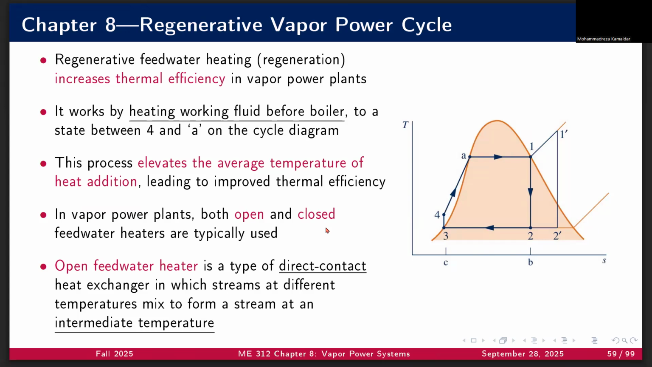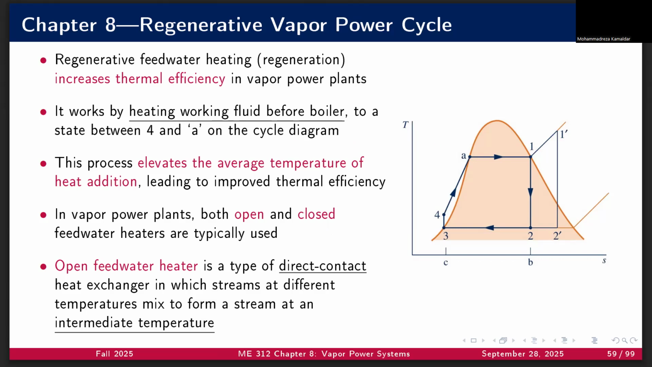So let's remember the big picture. The reason we introduced any modification to the basic Rankine cycle, whether it's reheat or regeneration, is to increase the thermal efficiency. Regeneration does this by using high quality steam extracted from the turbine to preheat the feed water before it enters the boiler, right? Thereby it raises the average temperature at which heat is added to the cycle.